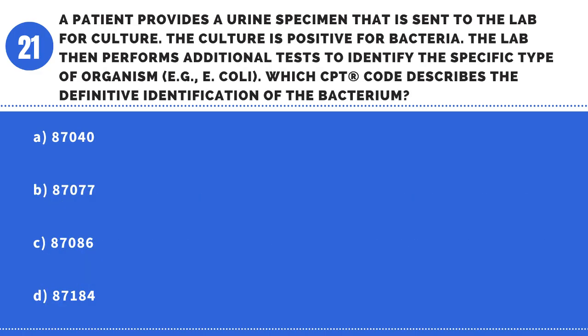Question 21. A patient provides a urine specimen that is sent to the lab for culture. The culture is positive for bacteria. The lab then performs additional tests to identify the specific type of organism, e.g., E. coli. Which CPT code describes the definitive identification of the bacterium? A. 87040. B. 87077. C. 87086. D. 87184.